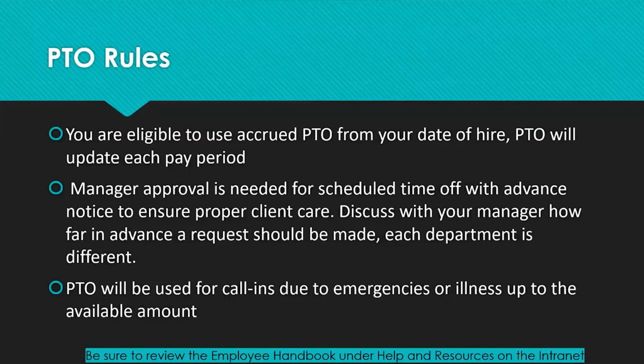And then the last bullet here is PTO will be used for call-ins due to emergencies or illness up to the available amount. So your PTO will be taken to zero, but it will never be taken negative unless there's some sort of a temporary company allowance that permits it. That just means if you have a call-in for 8 hours and you only have 5 hours of PTO available, we will take your balance down to zero, and then you'll start accruing it again. We won't take you to the -3 that it would have been if we took the full 8 hours.